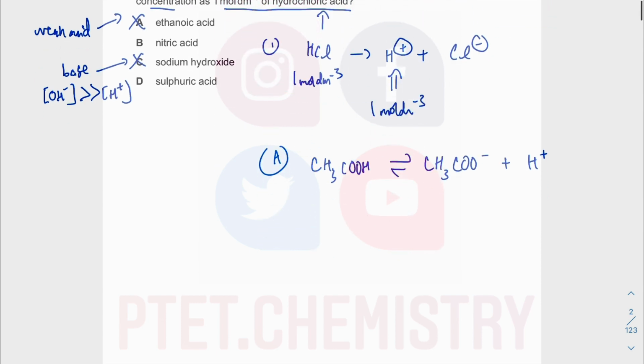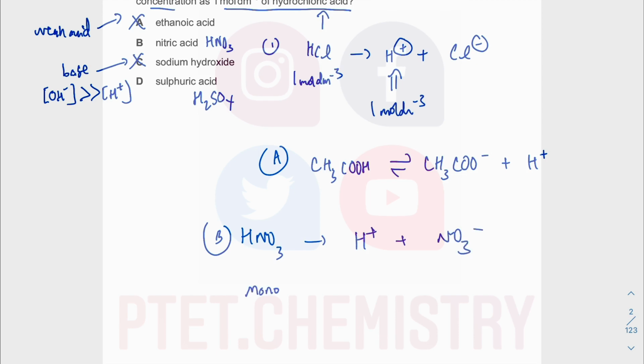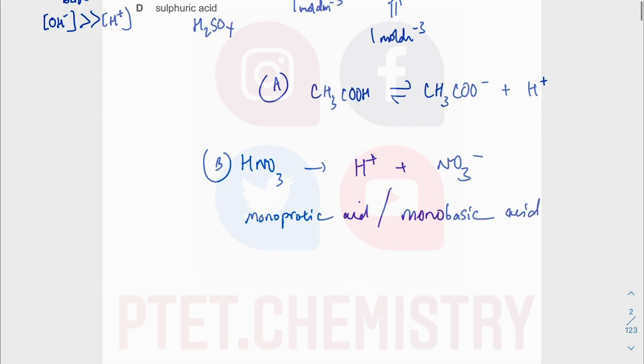Between HNO3 and H2SO4, which one should you go for? The HNO3 can dissociate to give you that. This is what we call a monoprotic acid. They call it monoprotic, but there's another name for it. It's called monobasic acid. It's very strange, right? They call it monobasic, but it's an acid. I know, but that's just how it is, yeah?